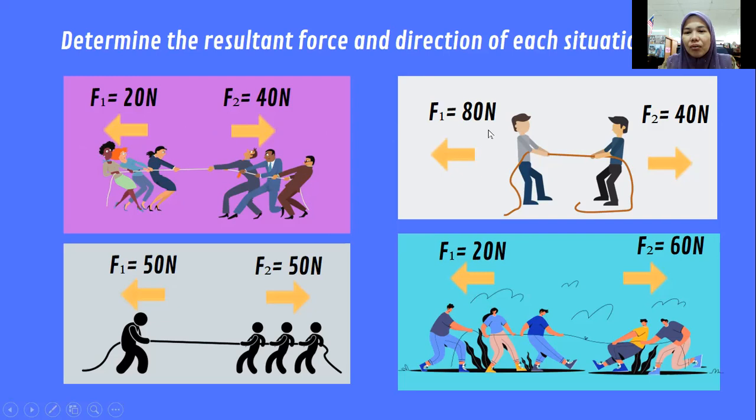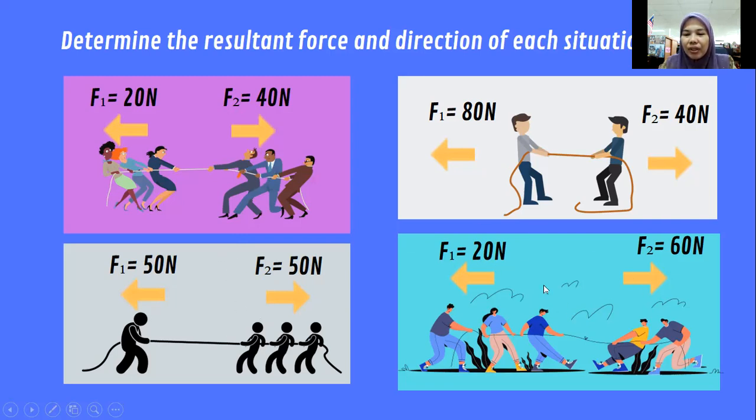Situation number two, 80 and 40. You find the greater force. It's easy. Find the greater magnitude of force, then state the direction same as the greater force's direction. 40 Newton to the left. Here, equal magnitude of force, so we call this object in the state of stationary, or the object is at rest.